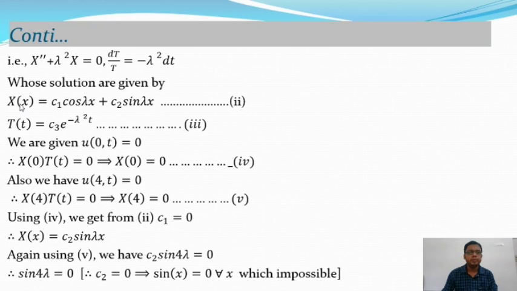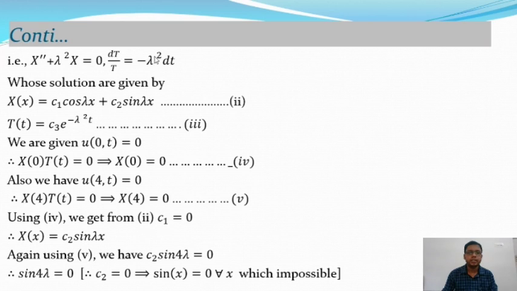So the complementary function is the general solution of the first equation. Okay, so X(x) is the general solution, and it is equal to c1 cos lambda x plus c2 sin lambda x. Okay, and we can call this equation number 2. And from the third equation we will get T(t) is equal to c3 e to the power minus lambda square t.